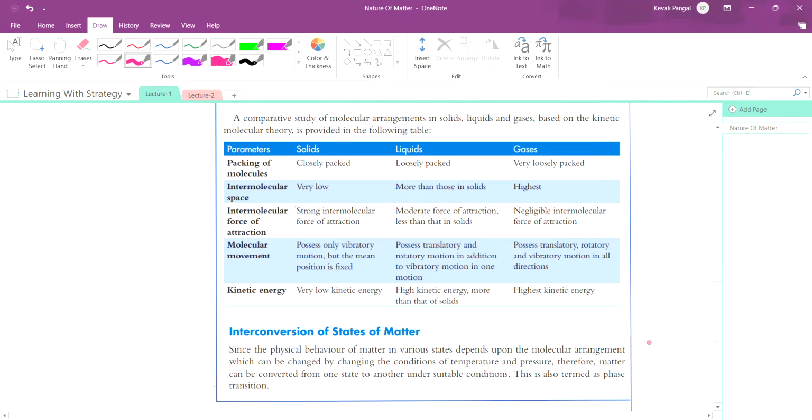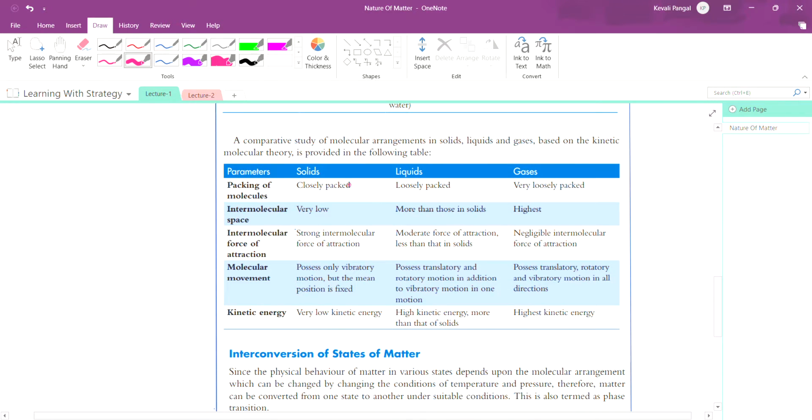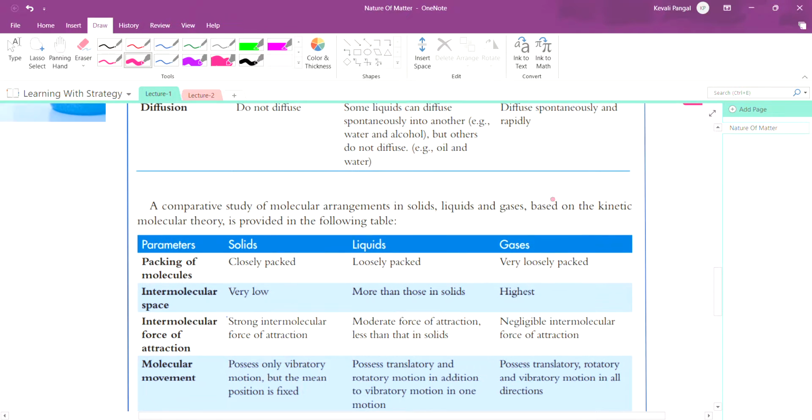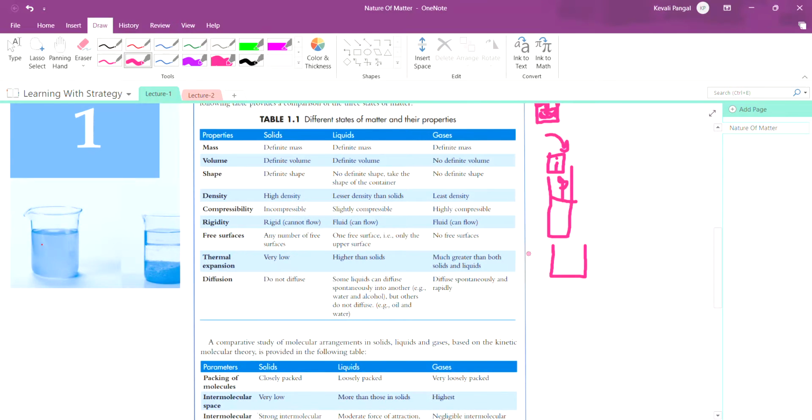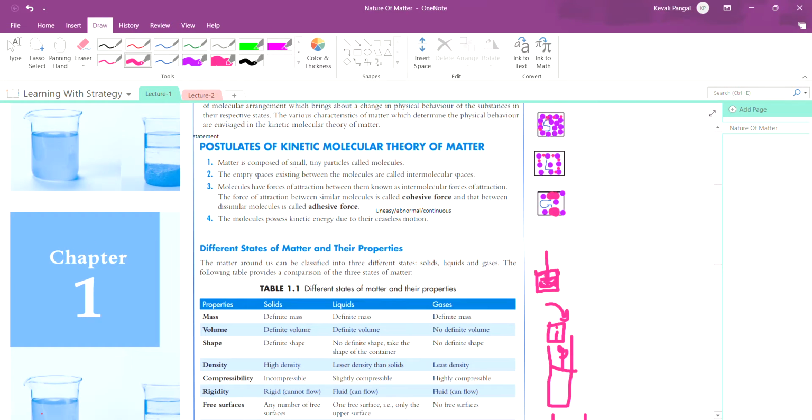So now let us see a comparative study of molecular arrangements in solid, liquid, gases based on kinetic molecular theory as provided in the following table. So the parameters. Packing of molecules. Solids are closely packed as I have shown you here. See, solids are closely packed. Let me try taking it downside.